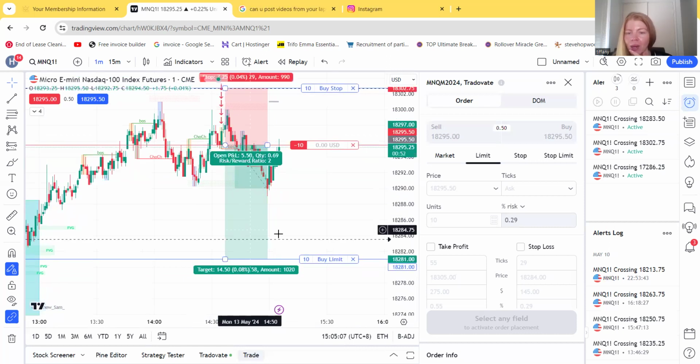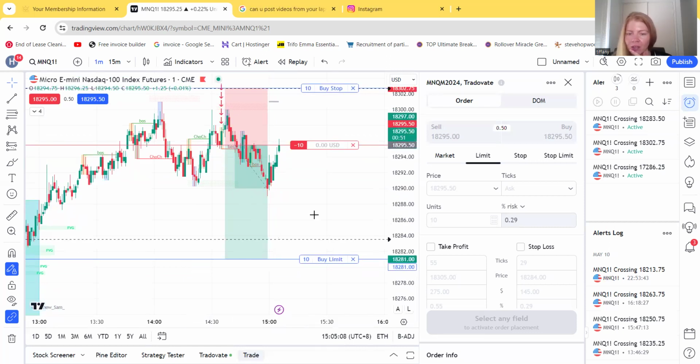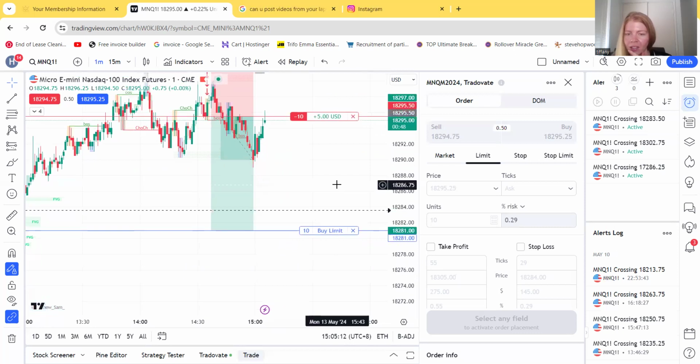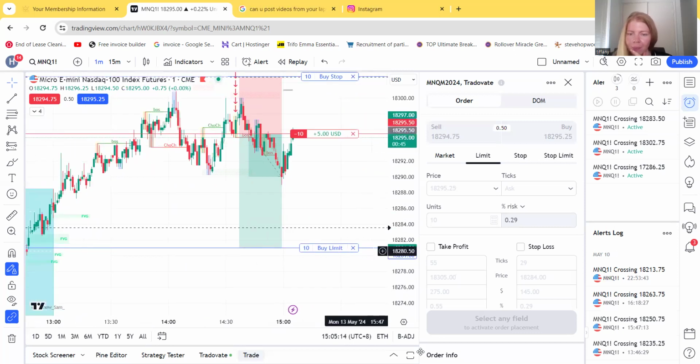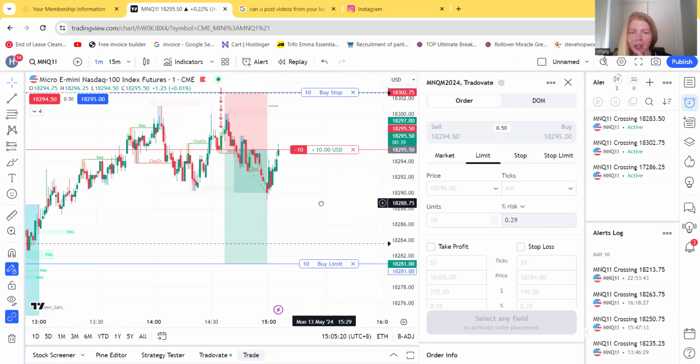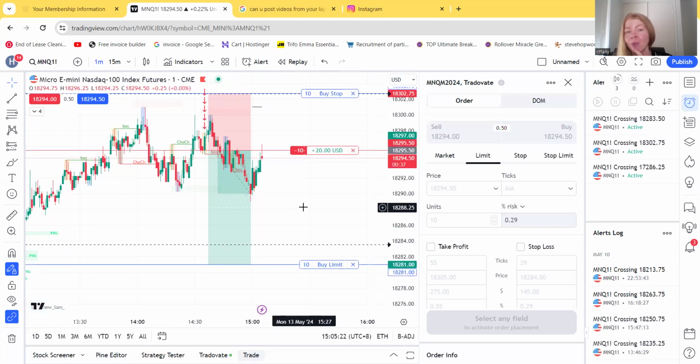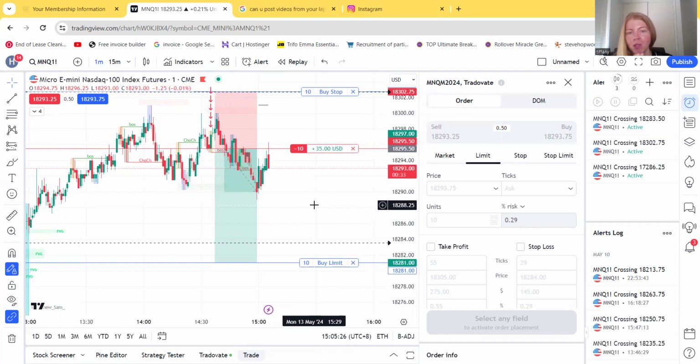I am targeting 2R, so I believe it's, what is it? What am I targeting on this trade? 200 and something. I think it was, let's see, 275. It will be a little bit more actually, because I've just moved my TP down a little bit. So anyway, I'm happy with that. I'm happy with the amount of risk I am risking on this trade, and we'll just see how it plays out.